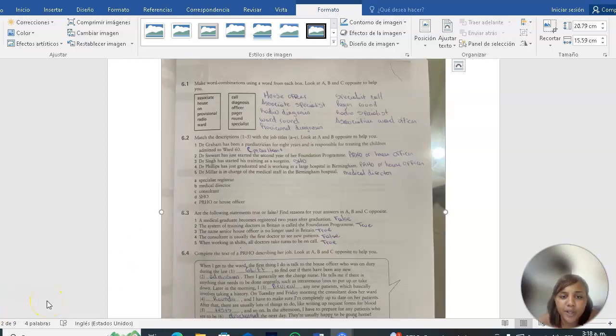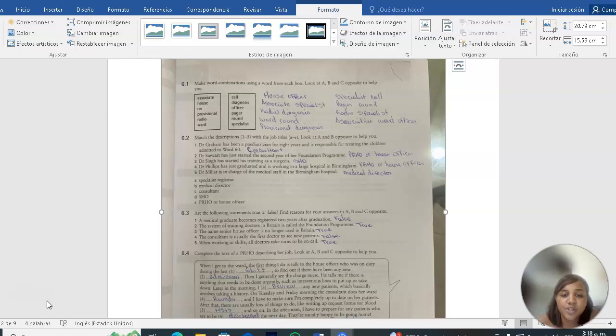Make word combinations using a word from each box. Look at A, B, and C opposite to help you. House officer, associate specialist, radio diagnosis, ward round, provisional diagnosis, specialist call, radio specialist, associate ward officers.